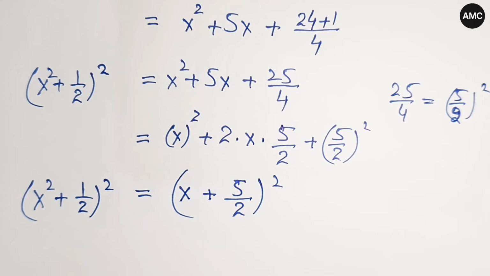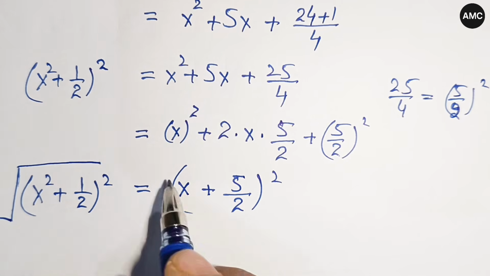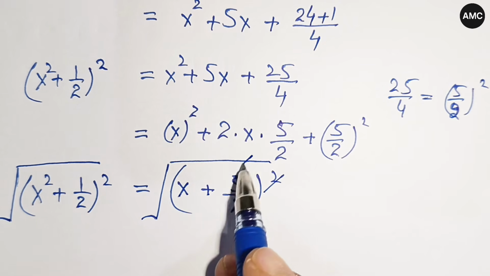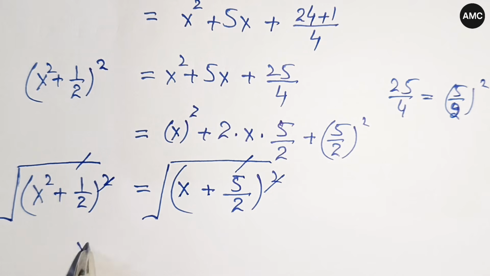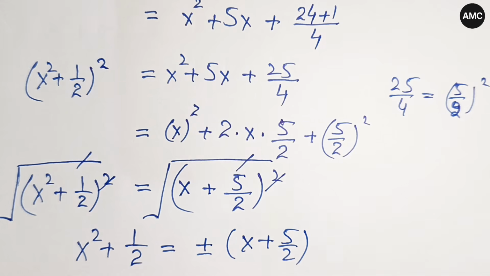Now taking square root on both hand sides, we get x squared plus 1 over 2 on our left hand side, and on the right hand side, cancelling square with square root, we have two values, that is plus minus x plus 5 over 2. Now there are two conditions.